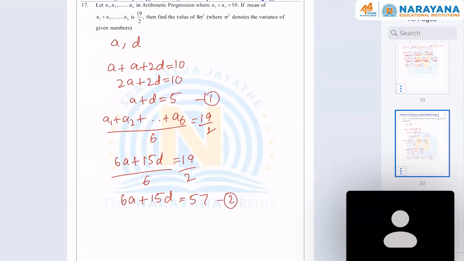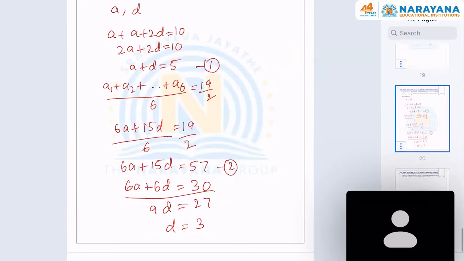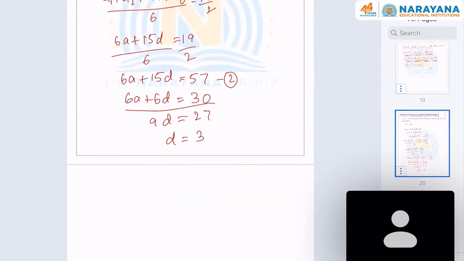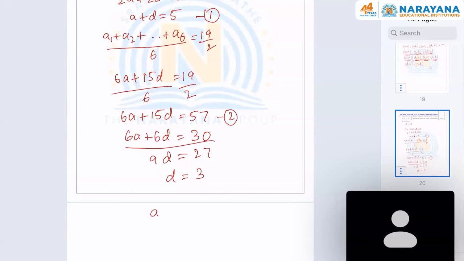I will multiply equation 2 with 6. 6A plus 6D is equal to 30. Subtracting these two equations, 9D is equal to 27. So D is equal to 3. Common difference is equal to 3. And I can find A also. A plus D is equal to 5, so D is equal to 3 means A is equal to 2.